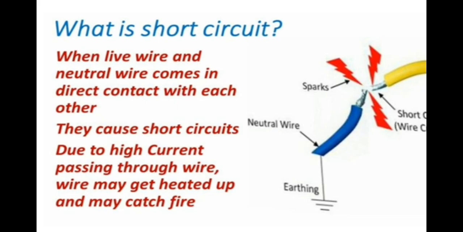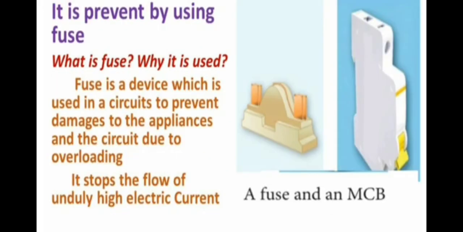How to prevent short circuit and overload? It is prevented by using a fuse. What is a fuse? Why is it used? A fuse is a device which is used in a circuit to prevent damage to the appliances and the circuit due to overloading. This fuse stops the flow of unusually high electric current.